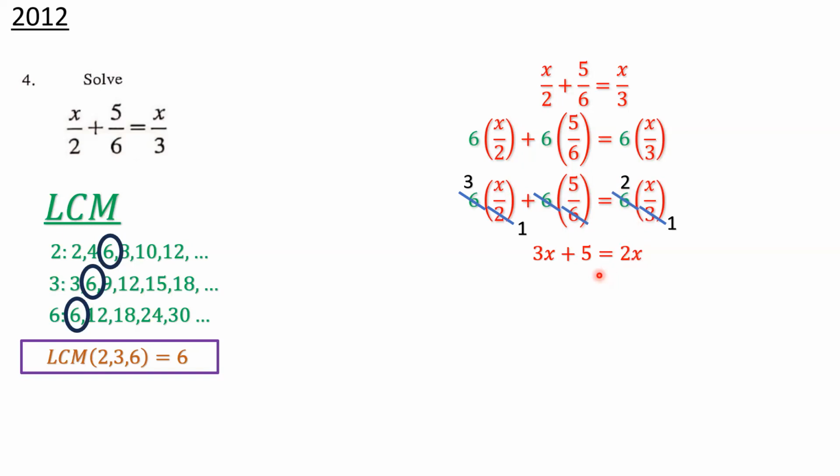So next thing we're going to do is send the 5 over the equal sign. We're going to send the 2x over the equal sign. So what do we have? We have 3x minus 2x is equal to, when we send the 5 over, negative 5. And so we have 3x minus 2x, which is going to be x. And so our answer is x is equal to negative 5, because 3 minus 2 is 1, and 3x minus 2x is 1x, which is the same thing as x.